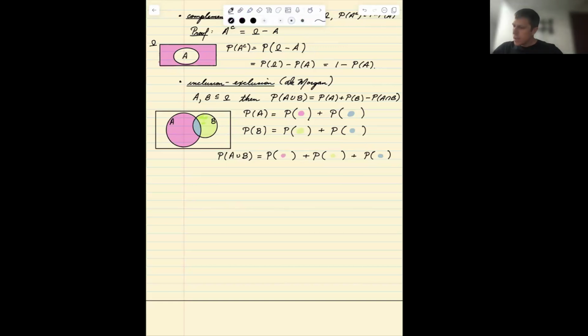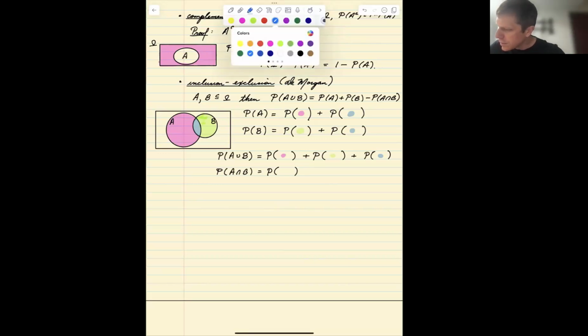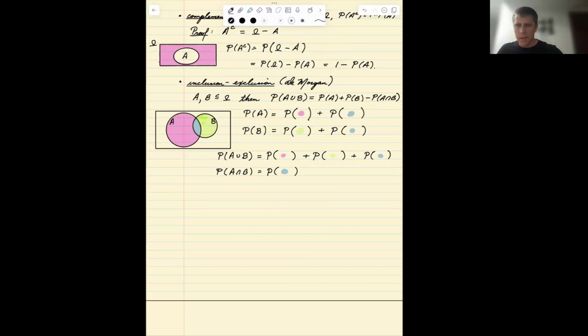So put it all together. Based on the probability of A plus the probability of B, we get our pink, we get our green, but we have two blues. So we have to subtract off a blue. And the blue is the probability of A intersect B. So that's a visual way of proving this. And how do we formalize this? That's not really a mathematical proof, but it's pretty good as an intuitive proof.